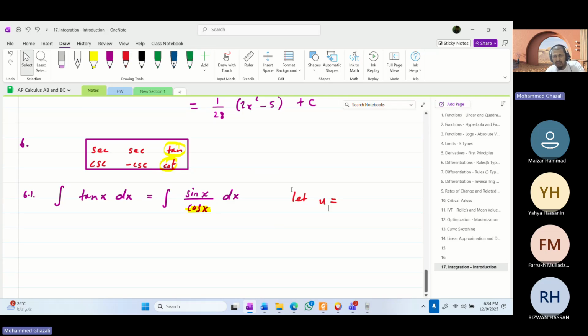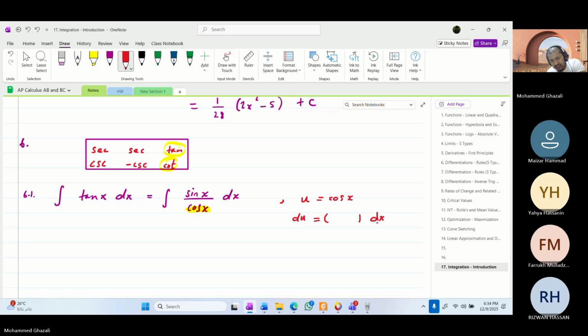I don't need to put let. Just put a comma and continue with this. I say u equals cos x. What's du? du/dx, so I put this dx from the bottom, went across. What's the derivative of cos? Negative sine x. You have to be precise. You leave out the negative, you're going to lose marks. So negative sine x.